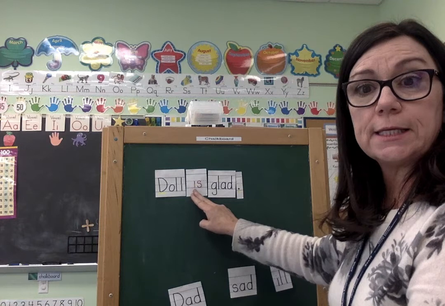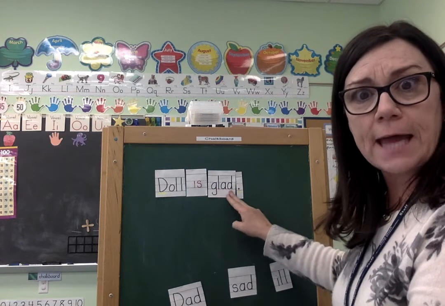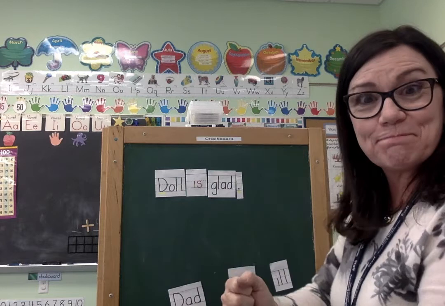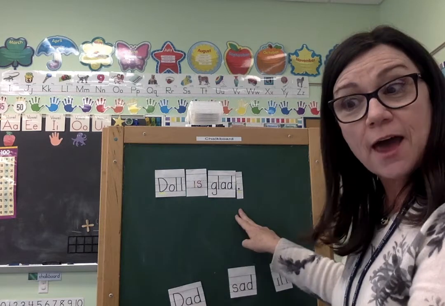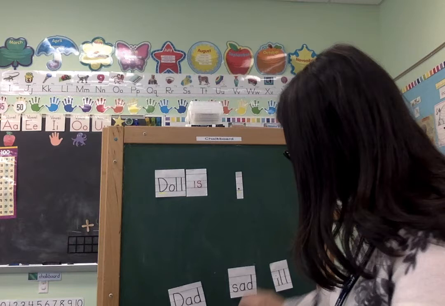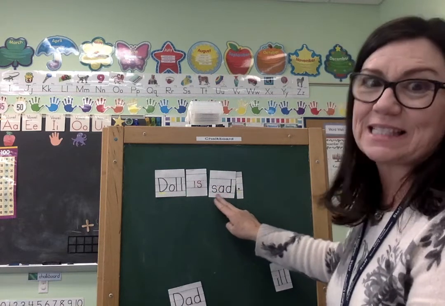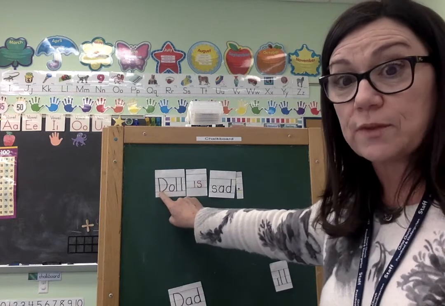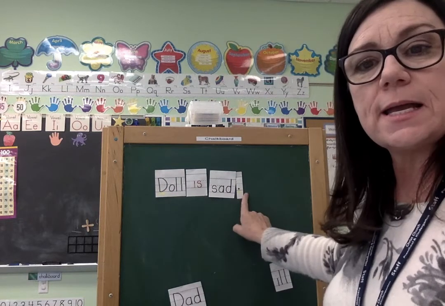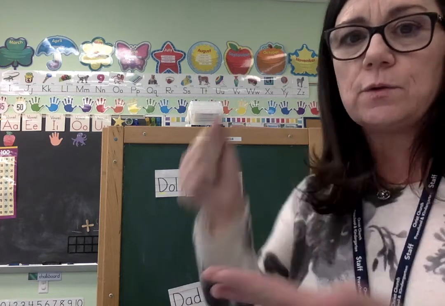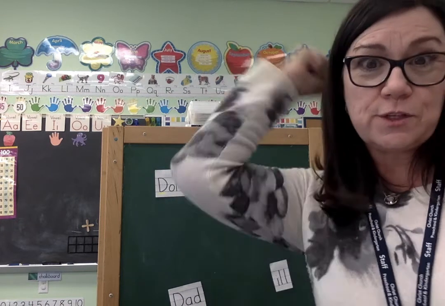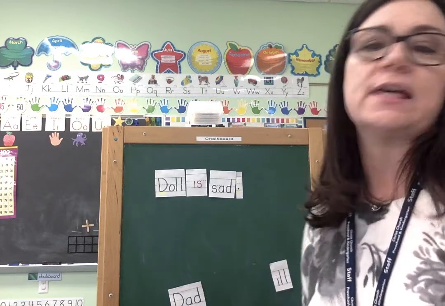Doll is glad. Doll is glad. Read it with me. Doll is glad. All right. So let's change that. Uh-oh. Doll is sad. You know enough letters now that you can actually create your own sentence. Remember, every sentence starts with a capital letter. We have to start with a capital letter, uppercase letter, and end with a period. Do you remember our hand signals? This one's for a period. This one's for exclamation point, and this one's for question mark, right?